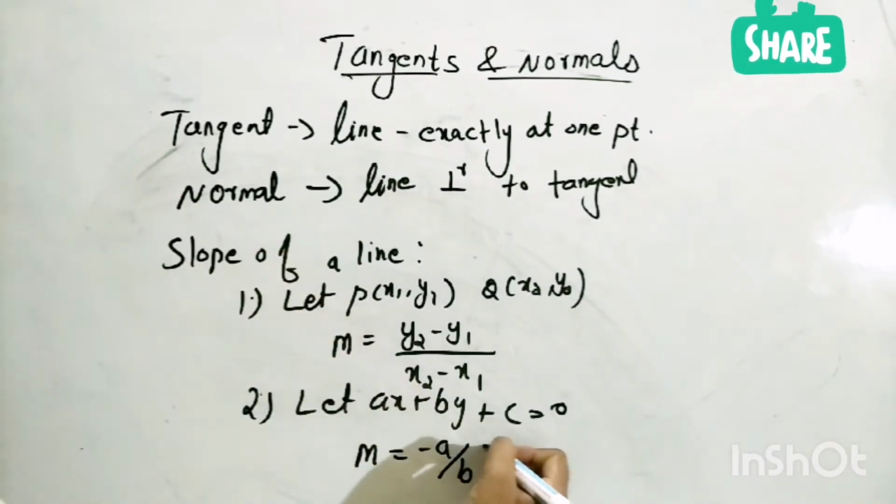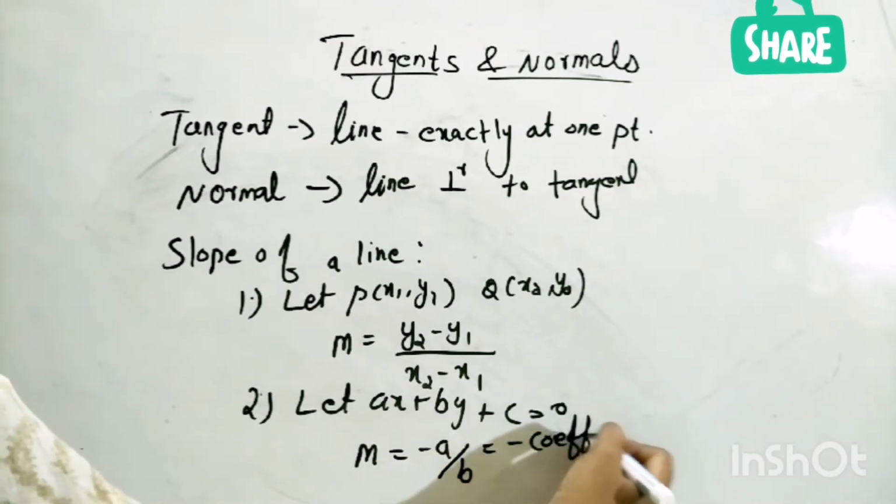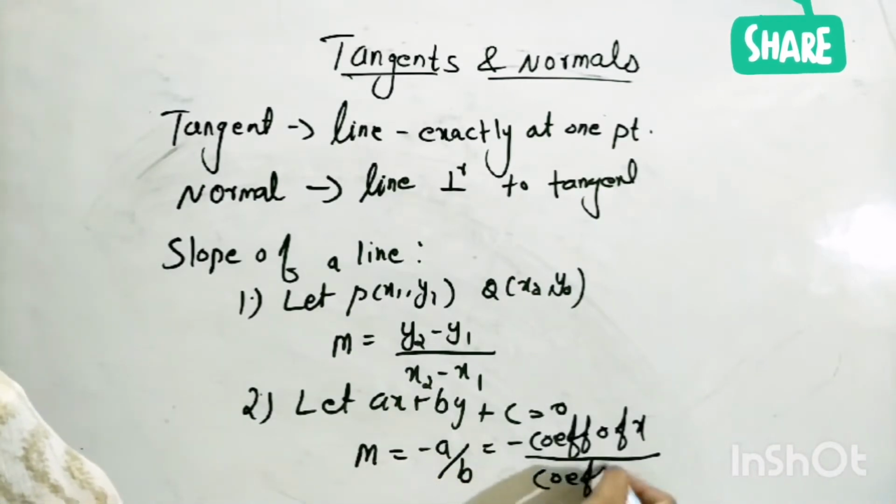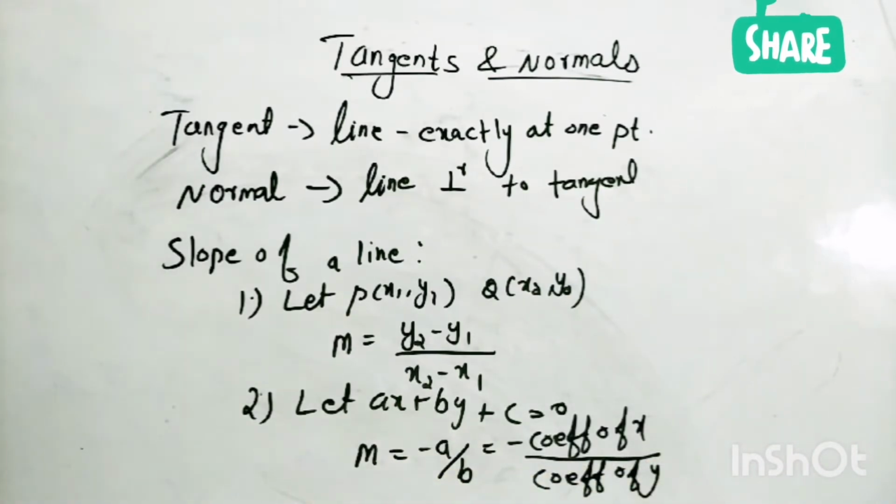And what is this a? That is the coefficient of x, divided by b, the coefficient of y. m is equal to minus a by b, which is minus of the coefficient of x divided by the coefficient of y. So the slope of the line through (x1, y1) and (x2, y2) is (y2 minus y1) divided by (x2 minus x1), and the slope of the line ax plus by plus c is equal to 0 is minus of the coefficient of x divided by the coefficient of y.